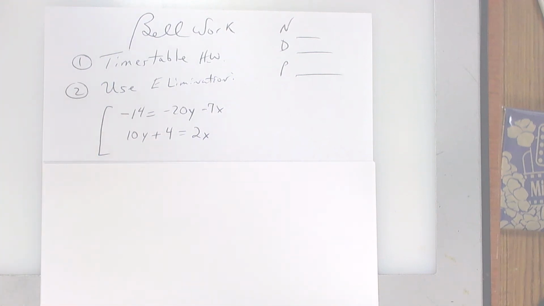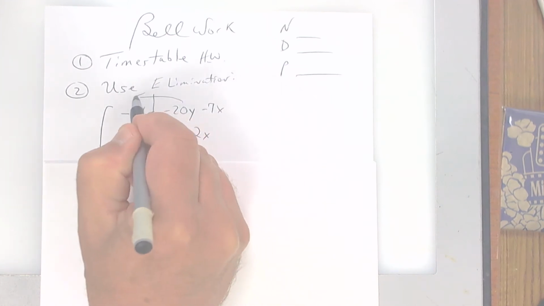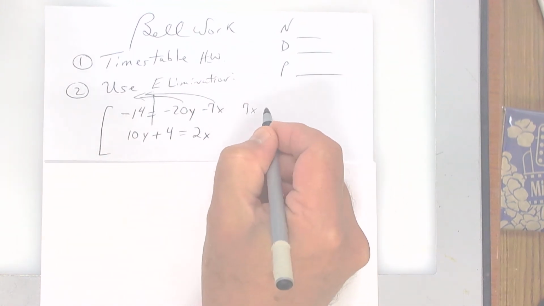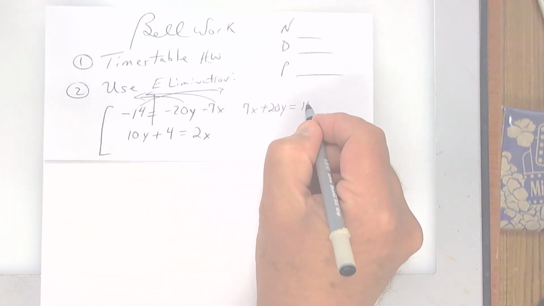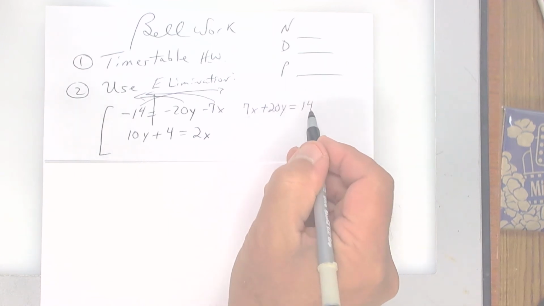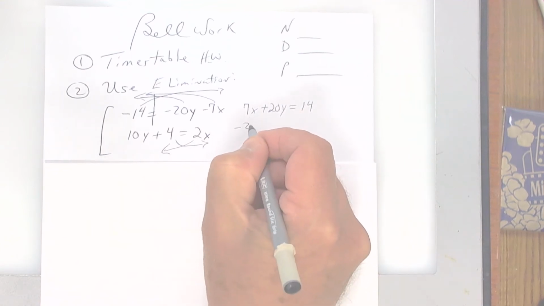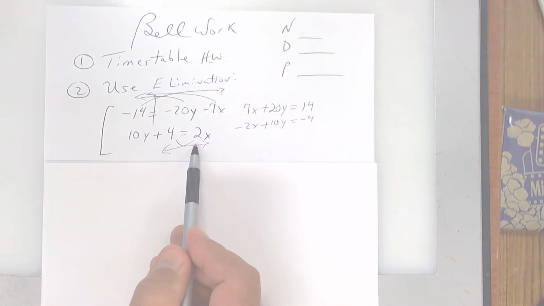Let's talk about elimination. Yesterday you had the odds, today you're going to do the evens. Let's take a look. Remember, on elimination you have to line up the x's and the y's. So draw your line, move both of these to this side, so the sign's going to change. You're going to get 7x plus 20y. Then take that 14 and move it over here and get a positive. That's x, y, and number. Here, you're going to move the x over here and move the number over there. So it's going to become negative 2x plus 10y equals negative 4. Make sure you change the signs.